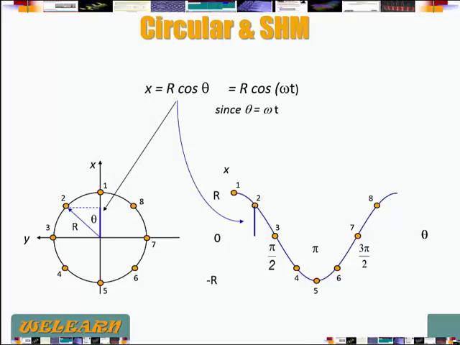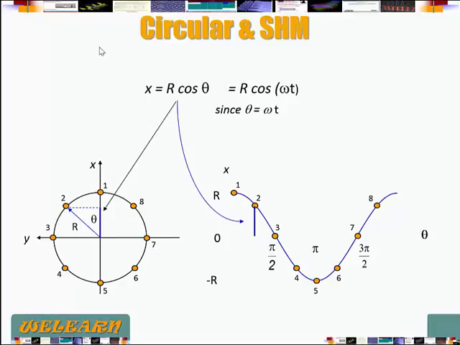When dealing with uniform circular motion, we found that the x position and the y position of the rotating object can be expressed in terms of a sine function. Similarly, we found out that in simple harmonic motion, the position of the object can also be expressed in terms of a sine function. One might wonder, what's the relationship?